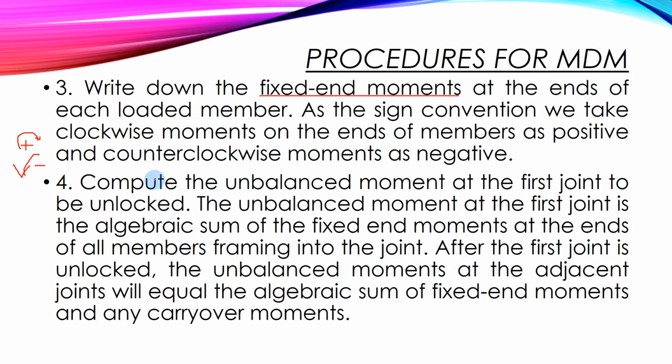Fourth, compute the unbalanced moment at the first joint to be unlocked. So the unbalanced moment at the first joint is the algebraic sum. Okay, so timanan niyo, guys, algebraic sum of the fixed end moments at the ends of all members framing into the joint. So after the first joint is unlocked, the unbalanced moment at the adjacent joints will equal the algebraic sum of the fixed end moments and any carryover moments. Yeah, ma-discuss na niya, guys. Kinsa na po na si unbalanced moment.